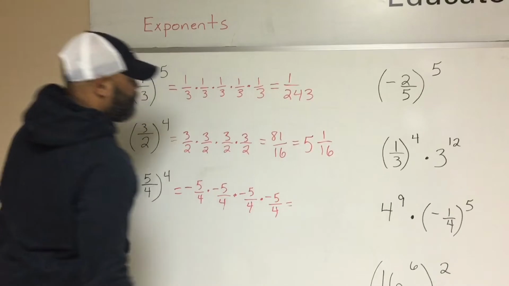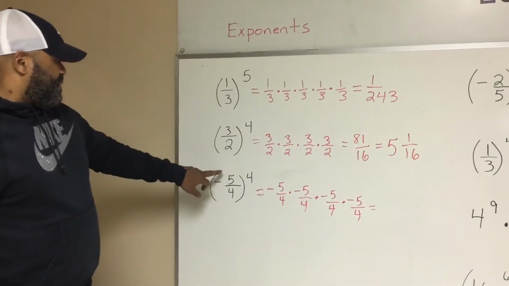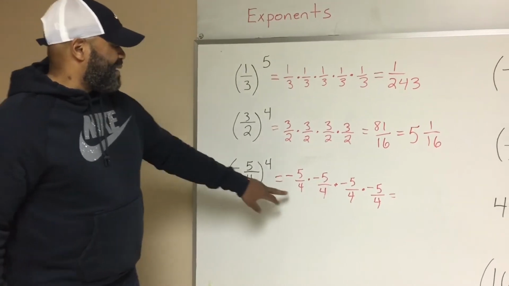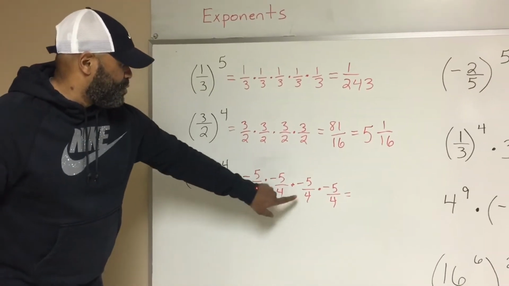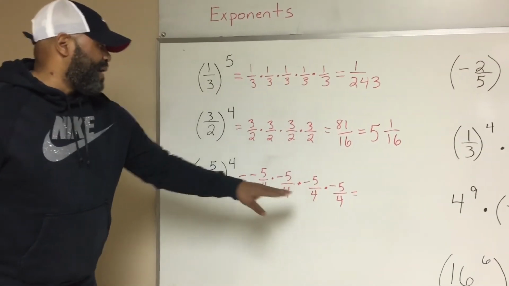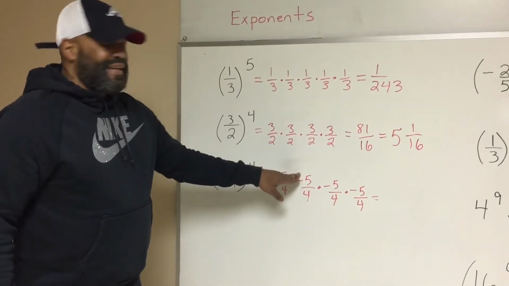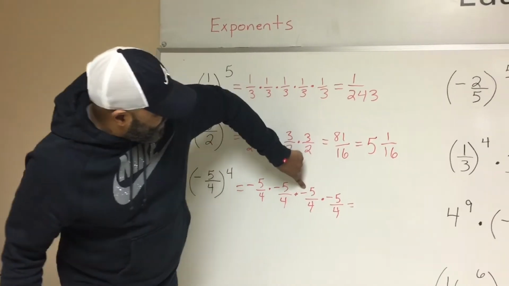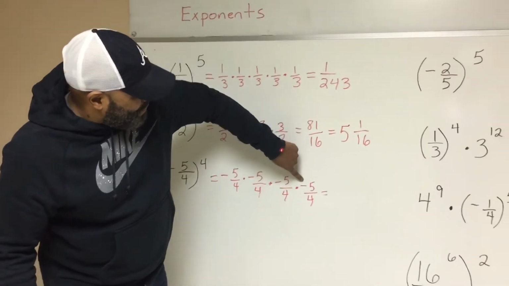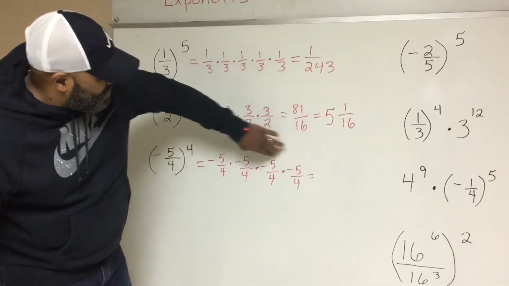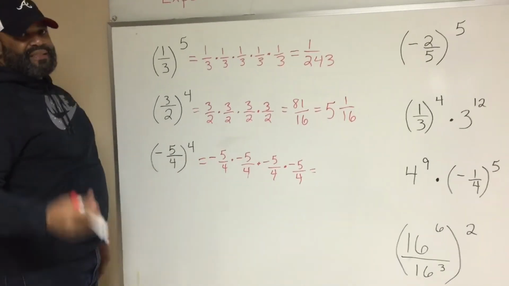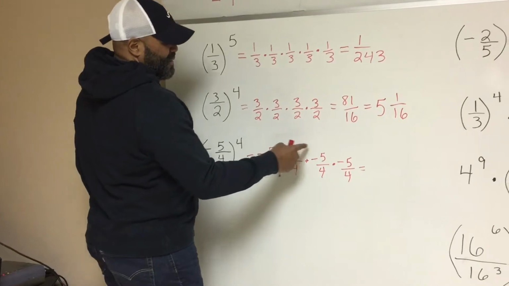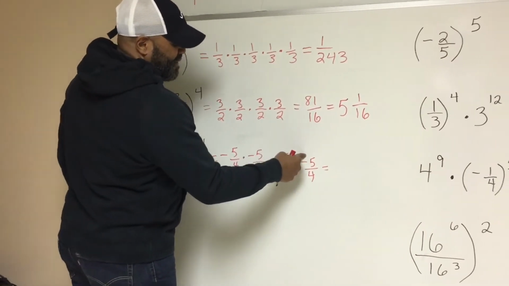5/4. All right, negative 5/4 to the 4th power means take negative 5/4, write it down 4 times, 1, 2, 3, 4 times, multiply them out. Negative times a negative, I like to get rid of those first, is a positive. A positive times a negative is a negative, and a negative times a negative is a positive. So up top, it's going to yield a positive result.